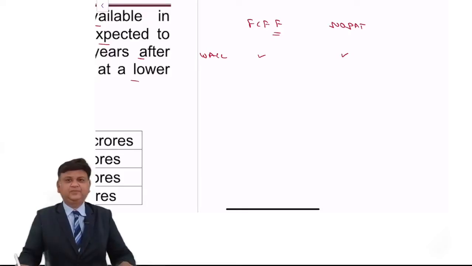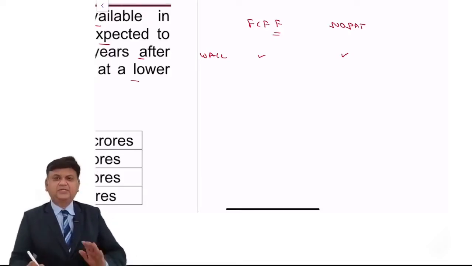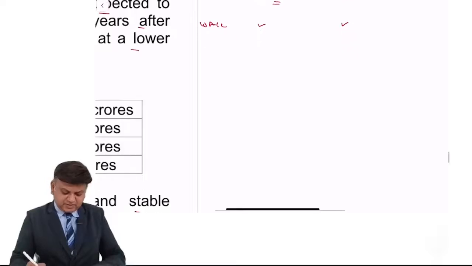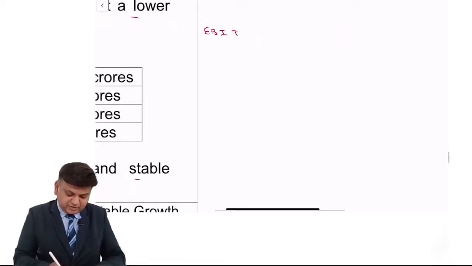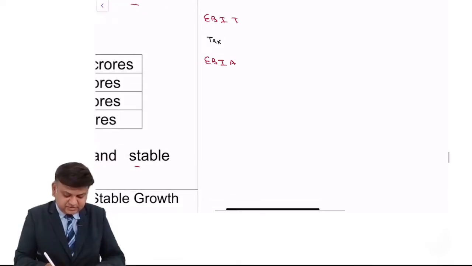Free cash flow for the firm method. That is what we understand. Its calculation is extremely simple. Everybody is supposed to pay attention. We start with the earning before interest and taxes. We make the computation of the income tax. Then we make the calculation of earning before interest and after taxes.